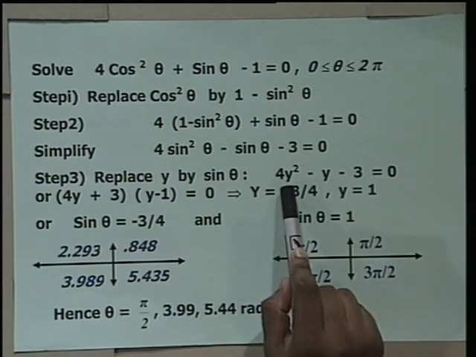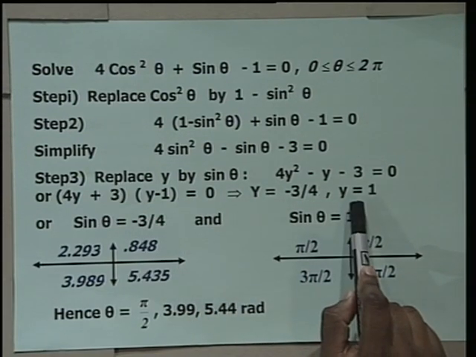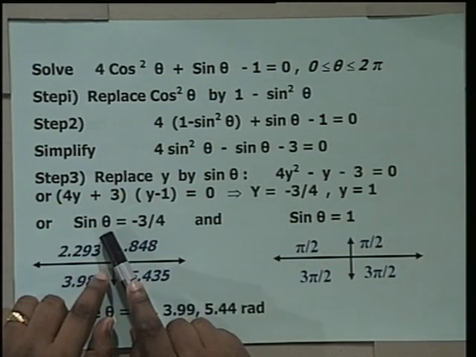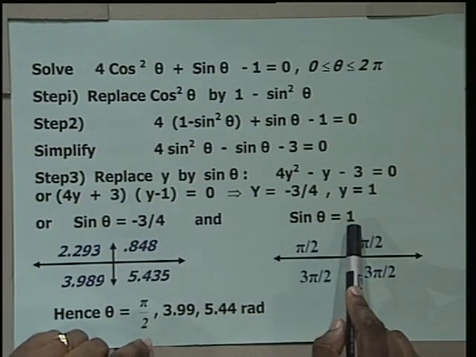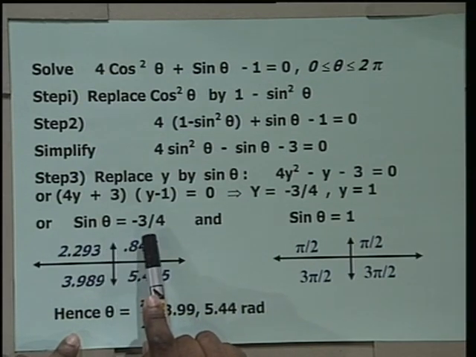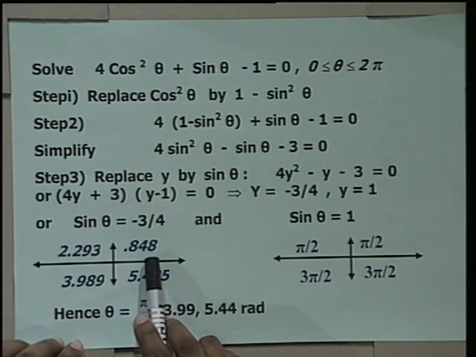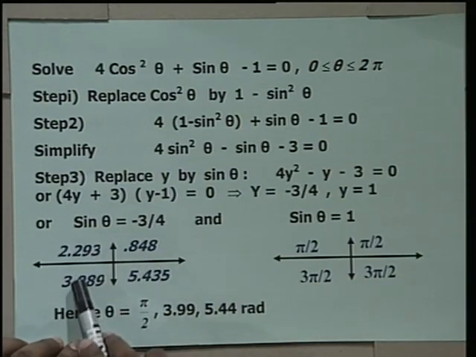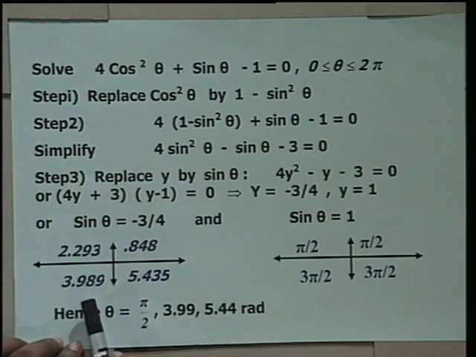Using the method of factorization, we solve this equation to obtain y equal to minus 3/4 and y equal to 1. Replacing y back by sine theta, we obtain sine theta equal to minus 3/4 and sine theta equal to 1. We solve the first equation to obtain theta equal to sine inverse of minus 3/4. So we'll first find sine inverse of 3/4. We obtain 0.848 radian. We found the related angles in the second quadrant, pi minus 0.848, which is 2.293, and we find angles in the third and the fourth quadrant.